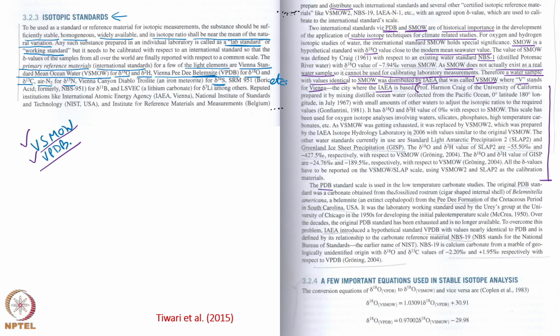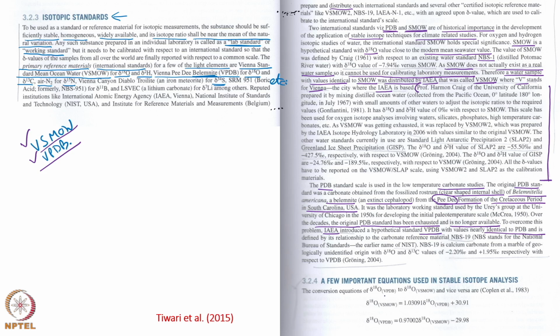The PDB standard is used in low temperature carbonate studies. The original PDB standard was a carbonate obtained from the fossilized rostrum, the cigar-shaped internal shell, of a belemnite, which is an extinct cephalopod from the PD formation, and this formation is of the Cretaceous period in South Carolina, USA. Again, the PDB standard has been exhausted over the years and does not exist anymore. To overcome the problem, IAEA introduced the hypothetical standard VPDB, almost identical to PDB.